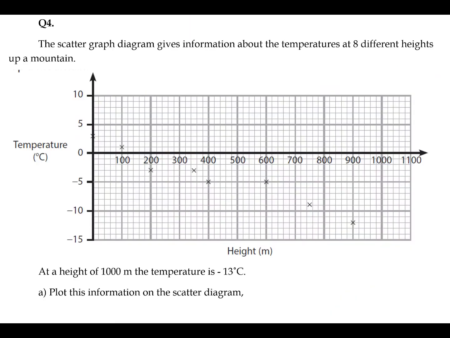Question 4. The scatter graph diagram gives information about the temperatures at 8 different heights up a mountain. So we have the temperatures and the heights. At a height of 1,000 metres, the temperature is minus 13. Plot this information on the scatter graph. So at 1,000 metres, we have a temperature of minus 13. So minus 10, 11, 12, 13. So that's worth 1 mark.